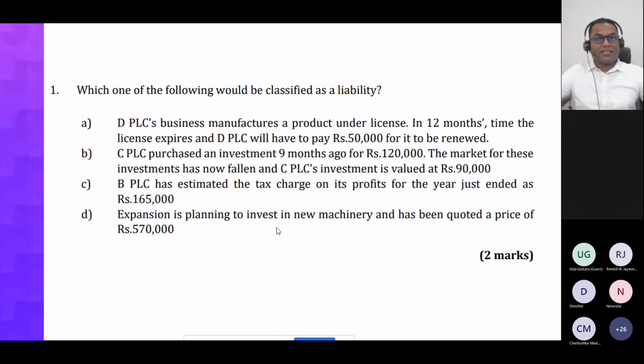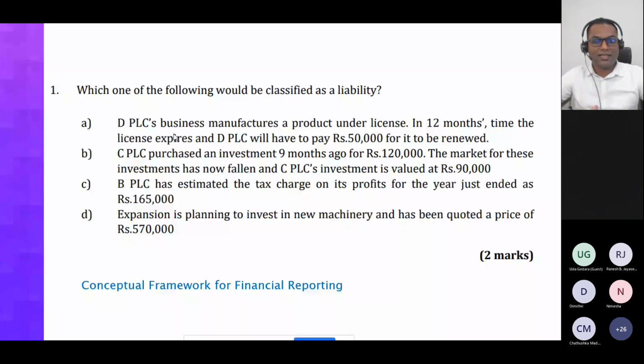So the first question, 2 marks. Which one of the following would be classified as a liability? First of all, what is the area in which this particular question is tested? Any idea? Hurry up. It is tested from the conceptual framework for financial reporting.